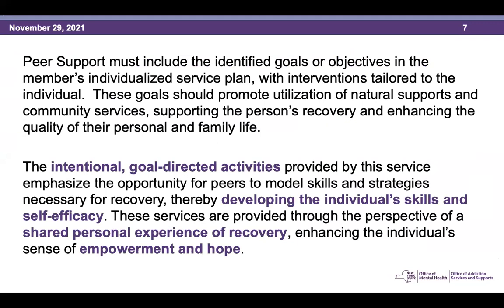Next slide, please. A peer support must include the identified goals or objectives in the person's individualized service plan, or ISP, with interventions tailored to the person. These goals should promote utilization of natural supports and community services, supporting the person's recovery, and enhancing the quality of their personal and family life. These intentional, goal-directed activities emphasize the opportunity for peers to model skills and strategies necessary for recovery, thereby developing the person's skills and self-efficacy. These services are provided through the perspective of a shared personal experience of recovery and enhancing the person's sense of empowerment and hope.